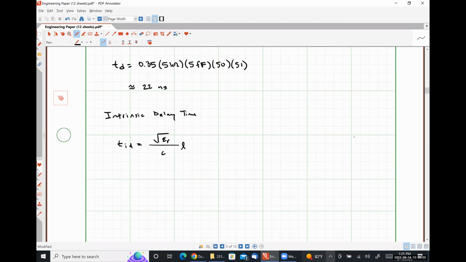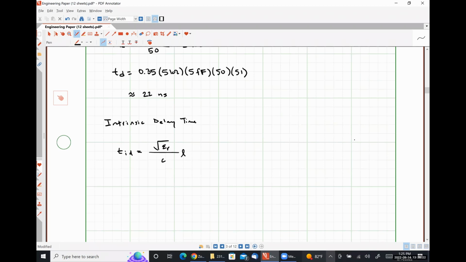So if we're dealing with a silicon wafer, what is the relative permittivity of silicon? I believe it's either 11.9 or 16.